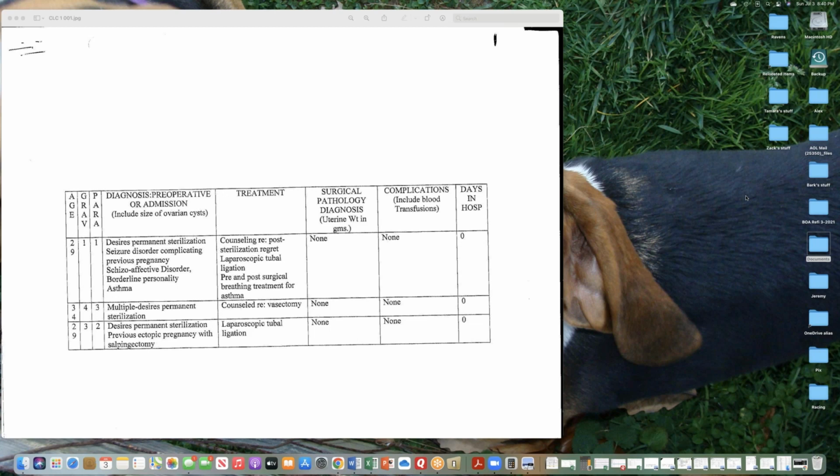All right, so let's go through them one by one. So first, patient desires permanent sterilization. Okay, fair enough. Seizure disorder complicating previous pregnancy. I can understand them including that because that is something that would complicate future pregnancies. So it certainly makes sense. When we start getting into the schizoaffective disorder and the borderline personality, that starts to make me wonder, is this patient rational and sound enough to make this decision? So I agree with Victoria. I don't think I would necessarily add that in.